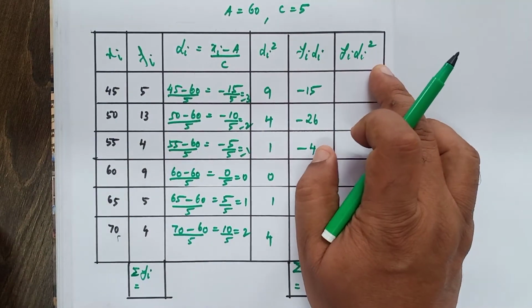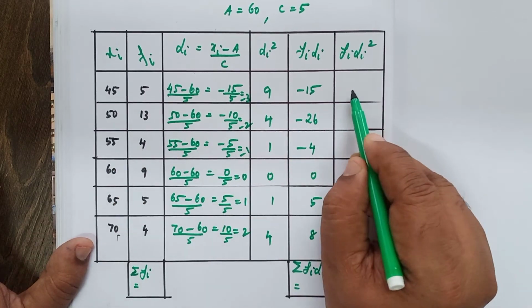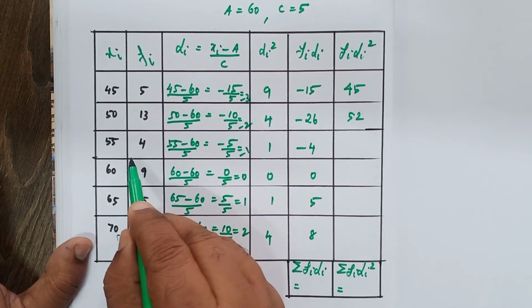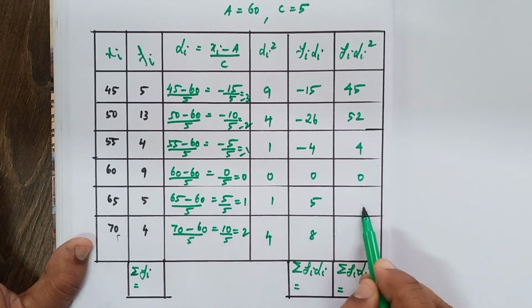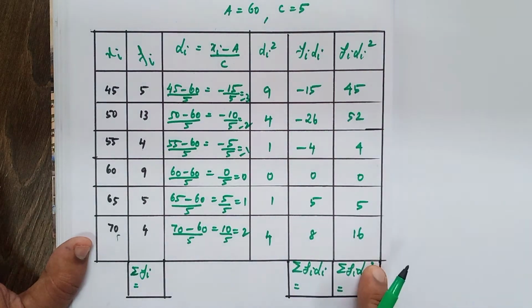Finally, fi into di squared. F values here, di squared value here. Multiply: 5 9s are 45. 13 4s are 52. 4 1s are 4. 9 into 0, 0. 5 1s are 5. 4 4s are 16. Then you have to add fi di and fi di square. Separately you have to add even fi.